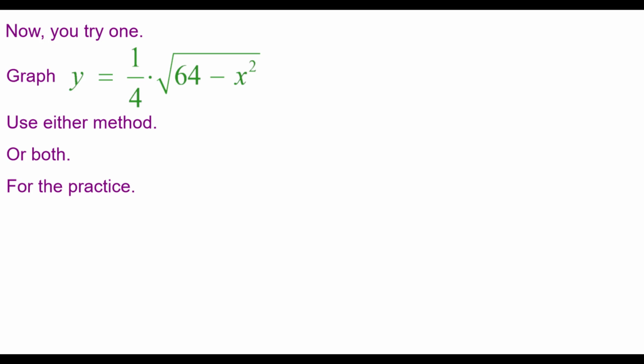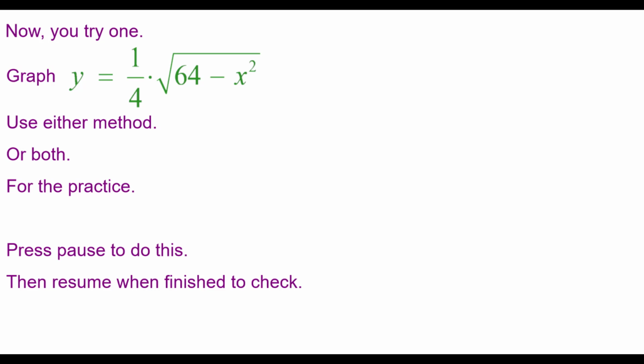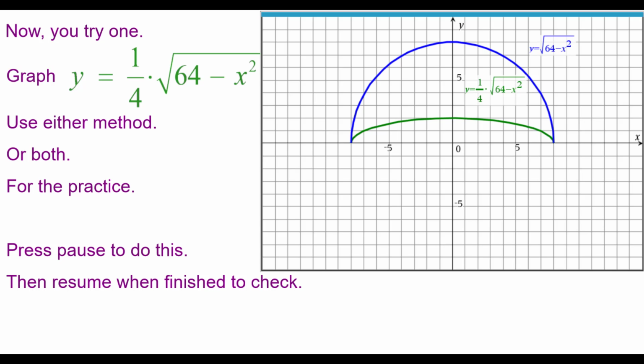Now you try one. Graph y equals 1/4 times the square root of the quantity 64 minus x squared. Use either method or both for the practice. Press pause to do this and then resume when you're finished to check your answer. And here's our answer in green compared to its parent function in blue.